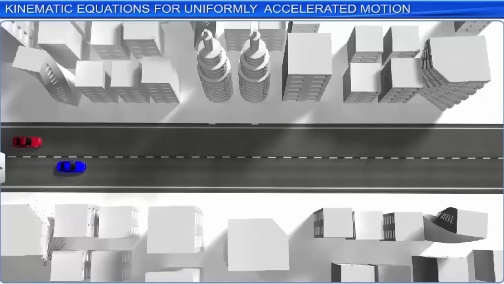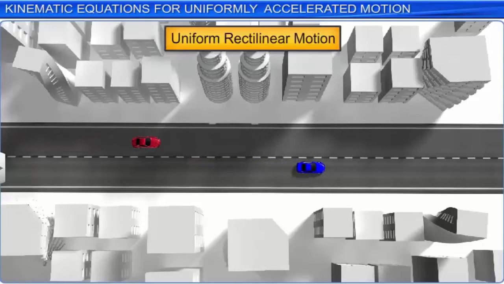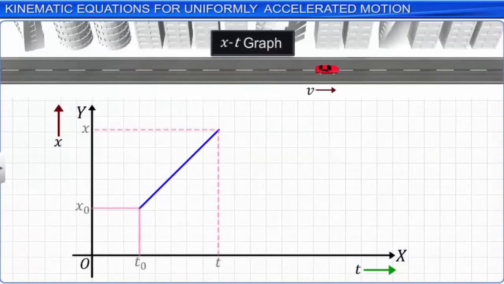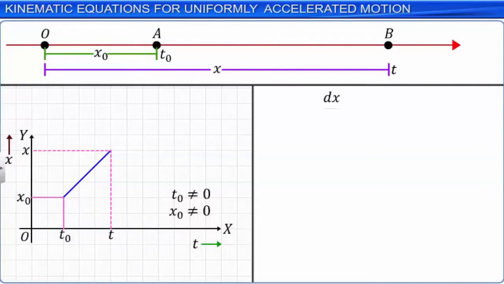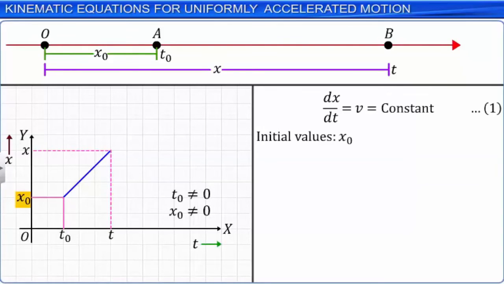The new set of equations we shall derive is very useful in solving complicated problems. Let's start with uniform rectilinear motion. Observe the x-t graph. t0 is not equal to 0, and x0 is also not equal to 0. dx by dt is equal to v, which is a constant. Initial values are x0, t0. Final values are x, t.